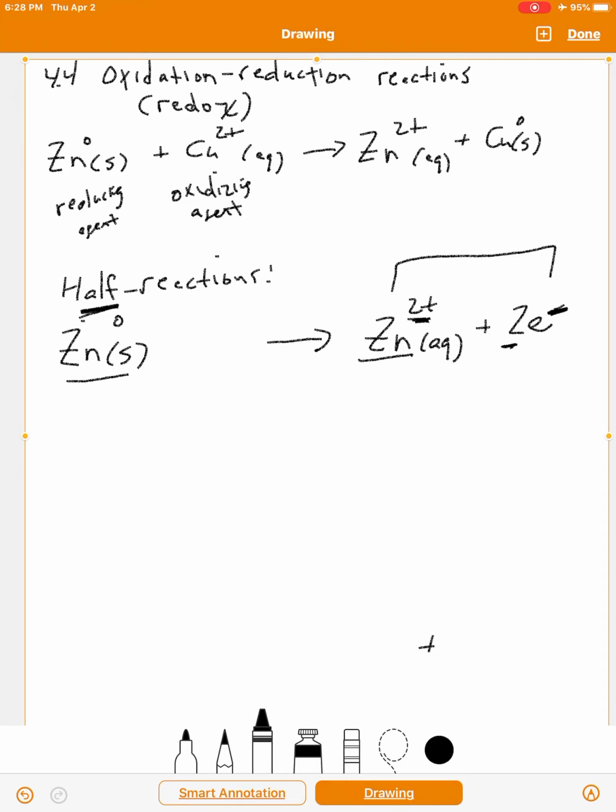Okay? We can do a little arithmetic here. Plus 2 and negative 2, if you add those up, you get 0. So on the product side, it adds up to 0. On the reactant side, it already is 0. So we add 2 electrons to that side. If you see electrons on the product side, that's called oxidation. So what we would claim is that zinc got oxidized.